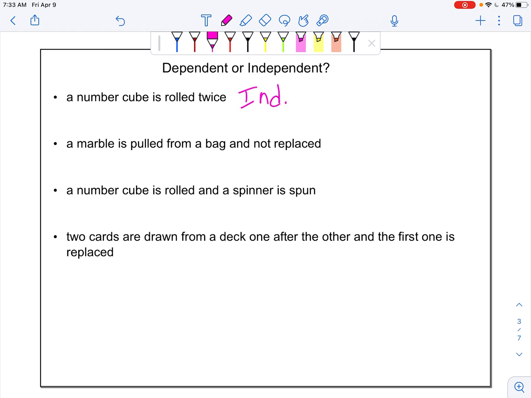A marble is pulled from a bag and not replaced. Once you place that marble on the desk next to you, what happens next becomes dependent on what you did. You changed what's happening inside the bag.